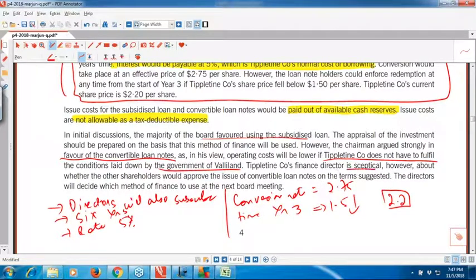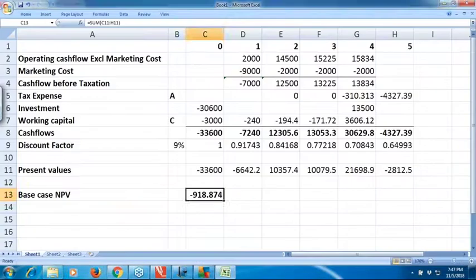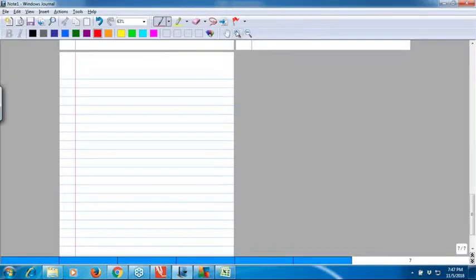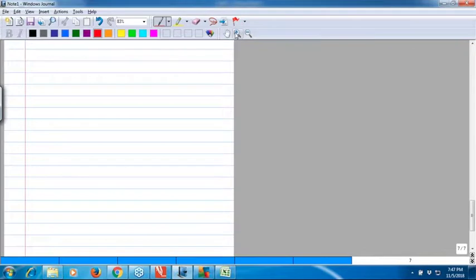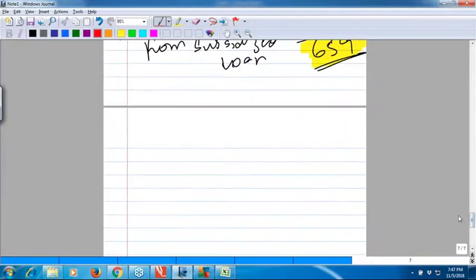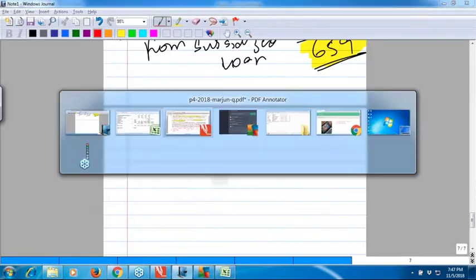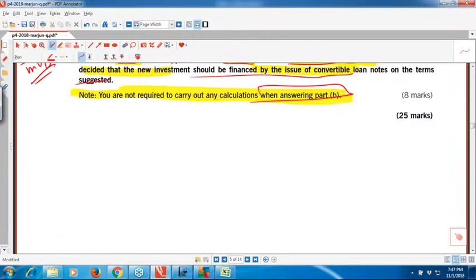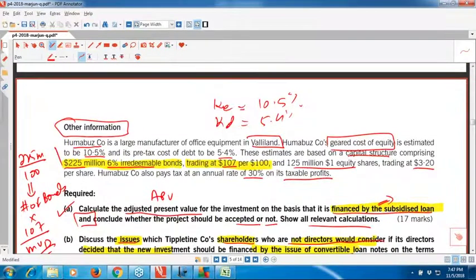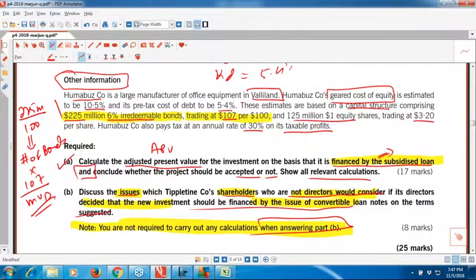Tipletine's finance director is skeptical, however, about whether shareholders would approve the issue of convertible loan notes on terms suggested. Directors will decide the method of finance to use at the next board meeting. Now you see, there are various aspects which you need to consider as a student: what exactly are the things the existing shareholders would do? Because the question is specifically focused upon the issues which they would be considering.